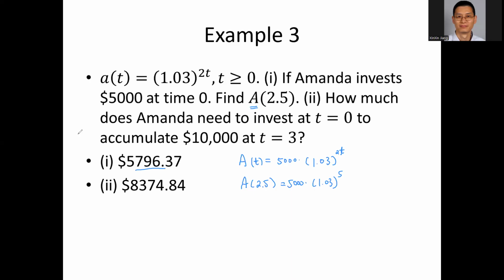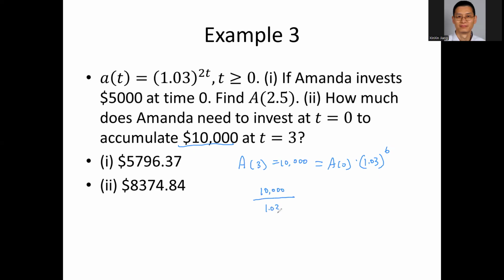How much does Amanda need to invest at time 0 to accumulate $10,000 at time t equals 3? And again, it's actually the amount function, not little a, it's capital A. So capital A of 3, we know that's $10,000. That equals A of 0 times 1.03 to the 6. Okay, 2 times t is 6. So you solve for A0. It's 10,000 divided by 1.03 to the 6. So that's A of 0. You'll get this number.